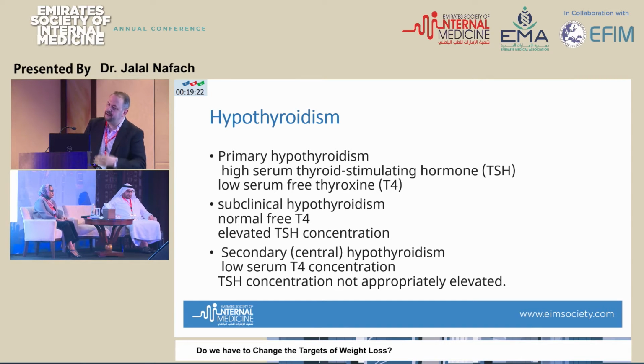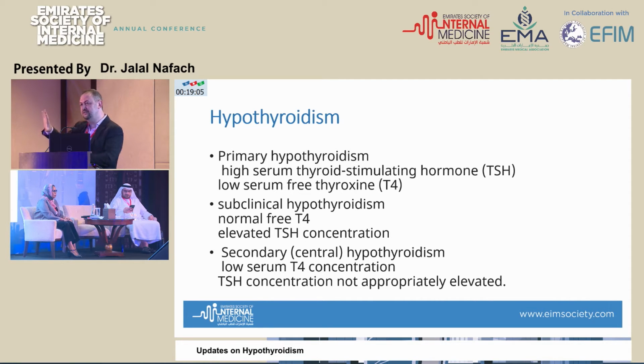There are three kinds of hypothyroidism, if you want to think about it that way. There's what we call clinical hypothyroidism. Now, clinical doesn't necessarily mean symptomatic. Clinical hypothyroidism is when you have elevated TSH and low free T4, or low thyroid hormone. This is the overt form. Subclinical is when you have a normal free T4 and an elevated TSH. What's normal and what's elevated will come later.